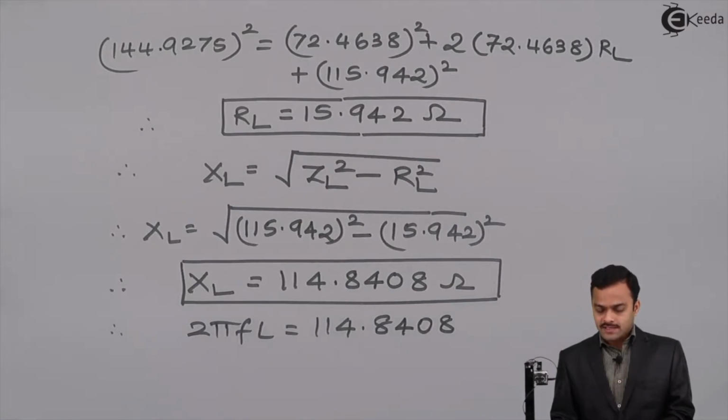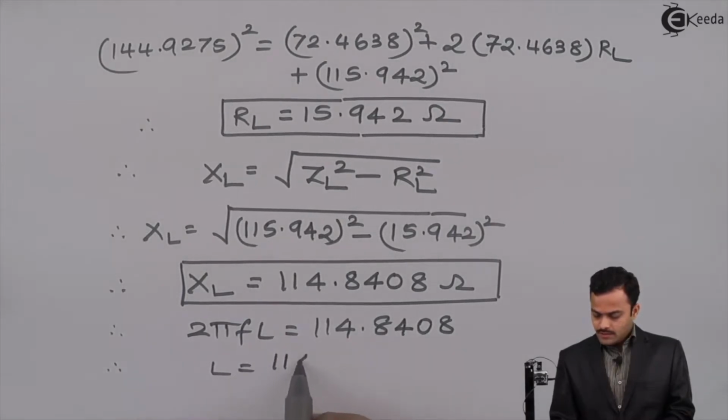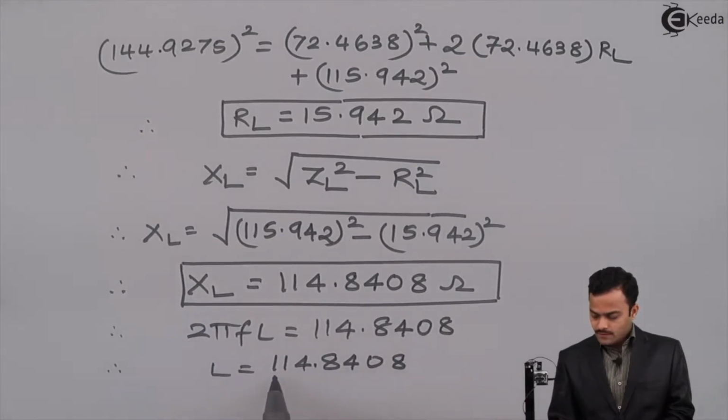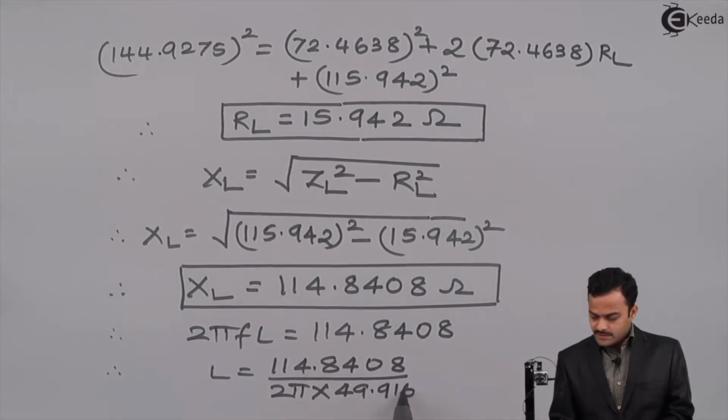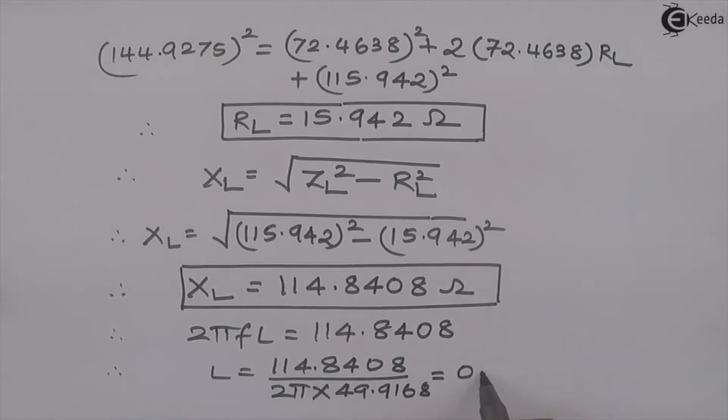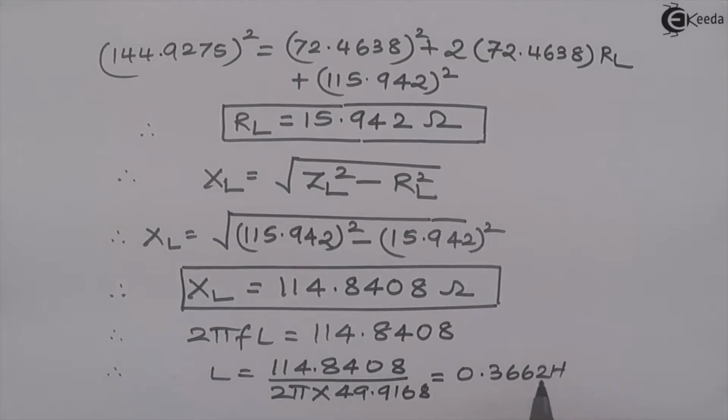Frequency we have calculated as 49.9168. So L equal to 114.8408 divided by 2 pi, frequency is 49.9168. If you solve, you will get the answer 0.3662 Henry.